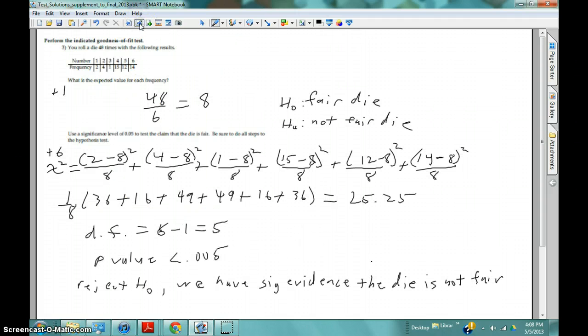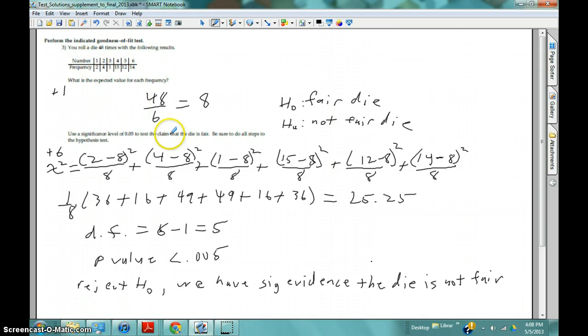And number 3, a lot of people were fooled by this one. This is just: roll a fair die 48 times. How many times should we see each thing? So 48 divided by 6. We should see 8 occurrences in each one of these boxes. Obviously, we don't see that. The question is, is what we observed significantly different?